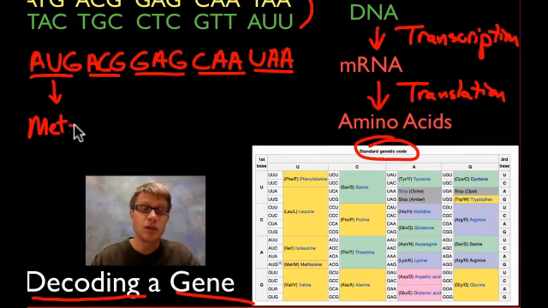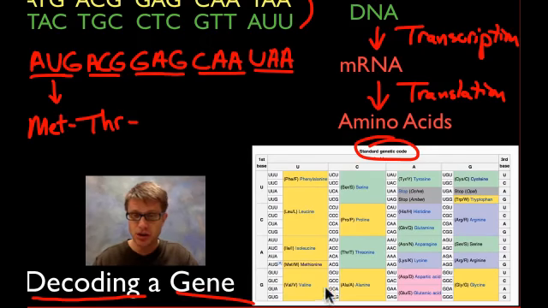Now methionine is special because it also starts all genes. All genes are going to start with methionine. Sometimes we trim that off later, but basically that's going to be our start sequence. Let's go to the next one, ACG. So I find ACG. This is threonine, so that's going to be like this. If we go to the next one, it's GAG. So GAG, that's glutamic acid, so that's going to be GLU.